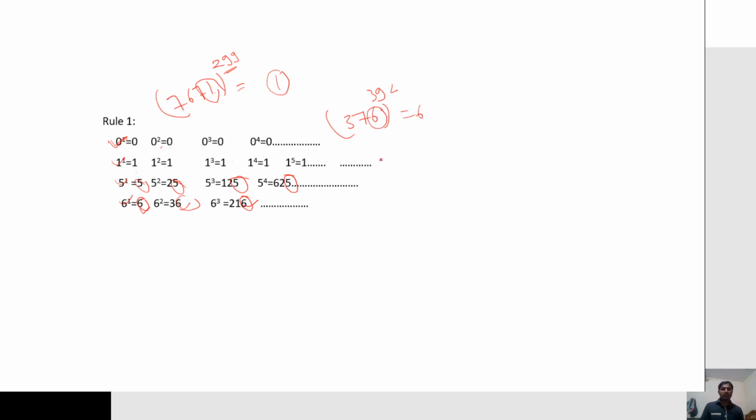Quick answer. And 375 to the power 193, we get unit digit 5. Okay, if the unit place is 0, 1, 5 and 6, there is no change in the unit place. Rule number 1. Okay, I hope all students get it.